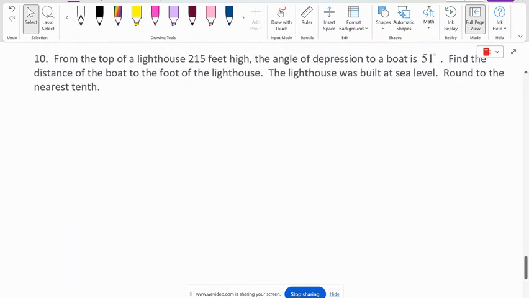All right, so you guys try number 10, set up your diagram. Remember, an angle of depression has to be made with one ray going down and the other horizontal. The boat's on the ground. Yes, those in the water.